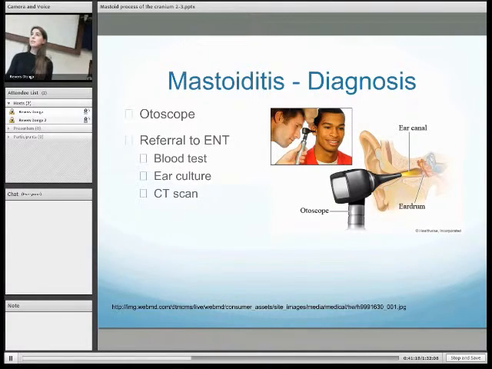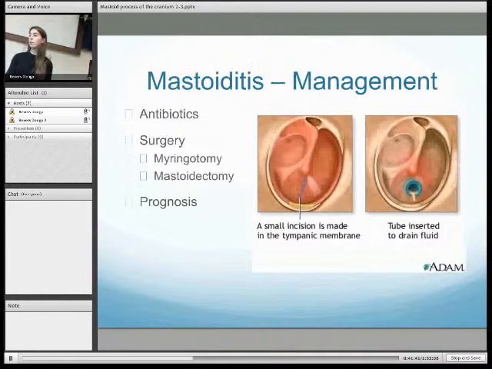You can also do a blood test. If it's an infection, you might see a raised white blood cell count. You can do an ear culture, so if there's a hole in the tympanic membrane, there would be a discharge which you can collect, or you can do a tympanocentesis to collect some fluid to culture and do a Gram stain on. And you can also do a CT scan, which can aid your diagnosis, and you can also look to see if there's any other problems intracranially.